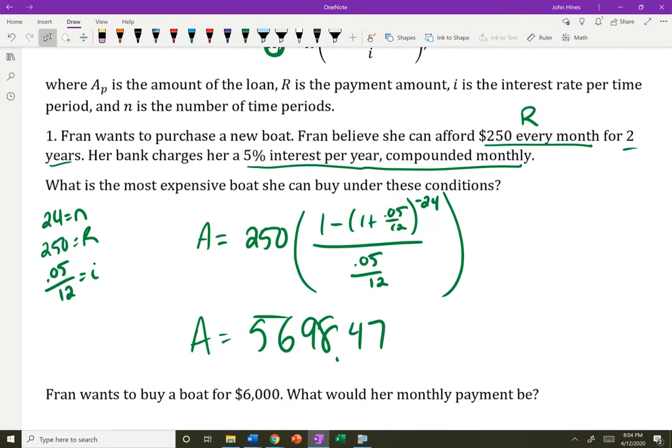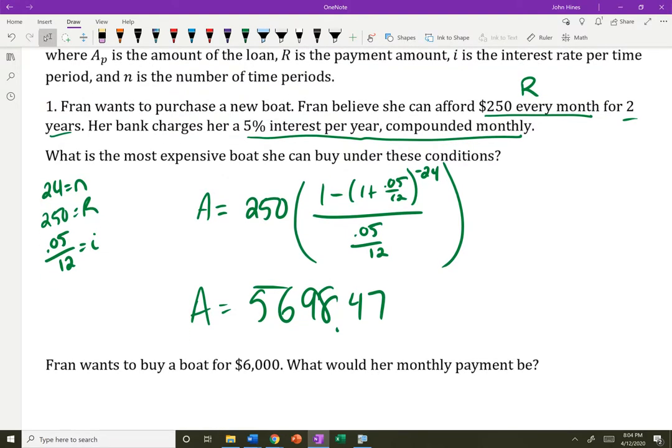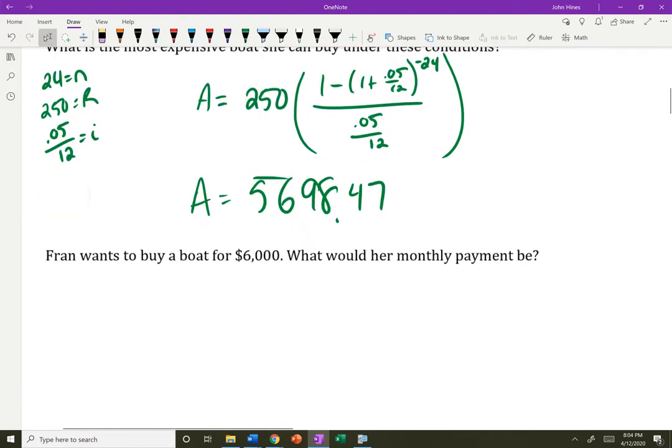Fran wants to buy a boat for $6,000. What would her monthly payment be? So Fran has two choices. She could either put the money up front, and because the bank's only giving her $5,698, she would have to put a down payment on the boat. She would have to put an initial payment. That's what a down payment is. She'd have to cover that difference, or her monthly payment's going to have to go up.